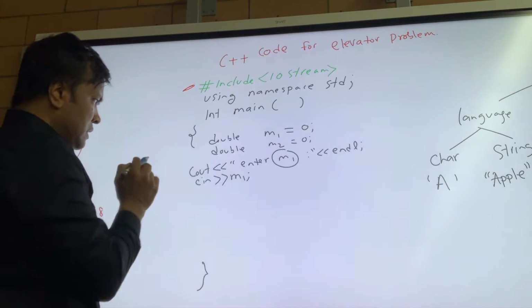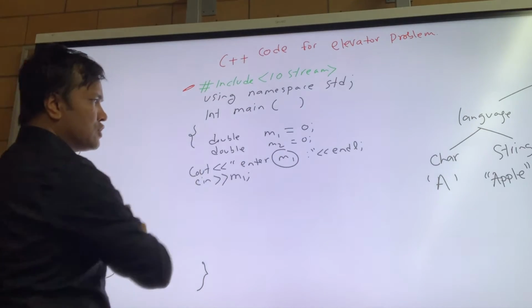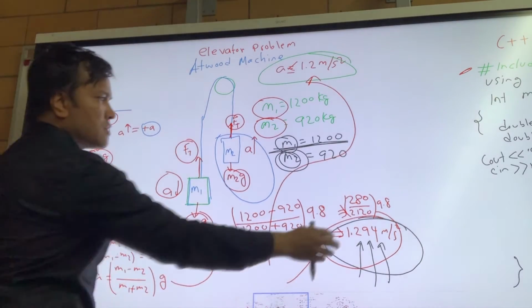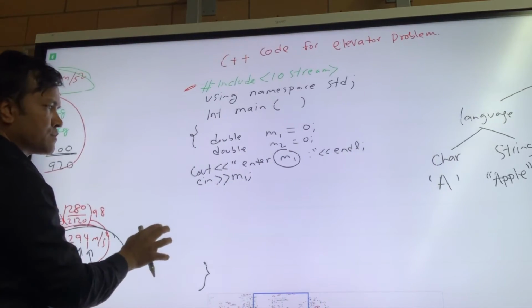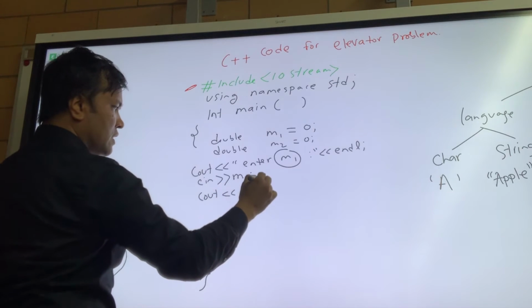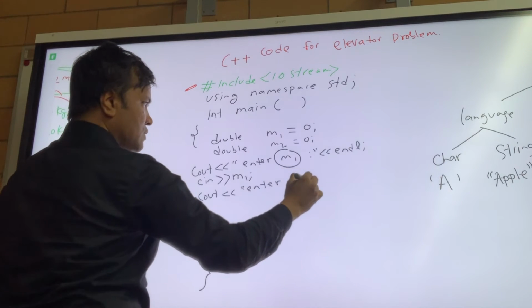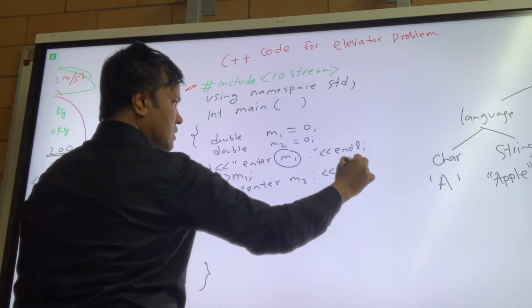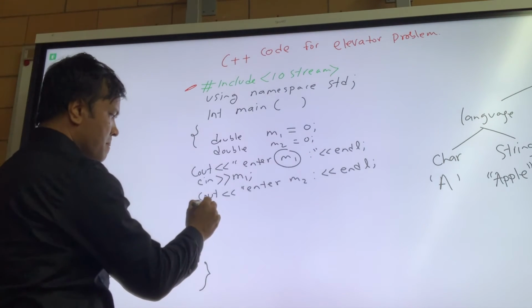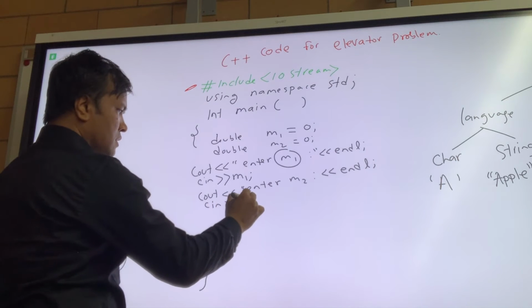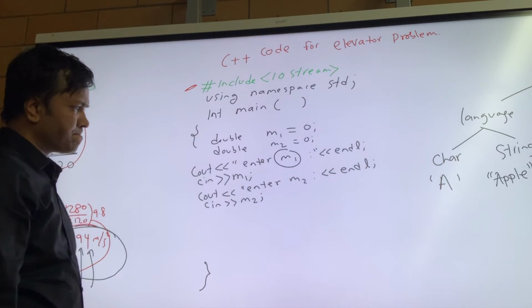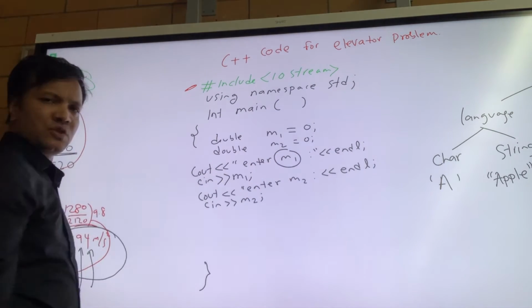Okay, now we're going to write it for M2. We're done with M1. Now you have to write it for M2, you see? So let's write it for M2. So cout, enter M2, and endl, okay? Cin, M2, all right? Okay, so we're done with M1 and M2.